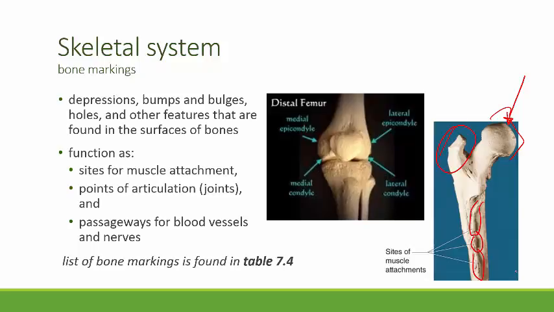So a fossa would be a big dish-like pit or a deep pit that's relatively large in a bone. A fovea would be a small little pit or depression. A meatus is a tube-like passage. A foramen is just a hole through something. So all of these different terms.